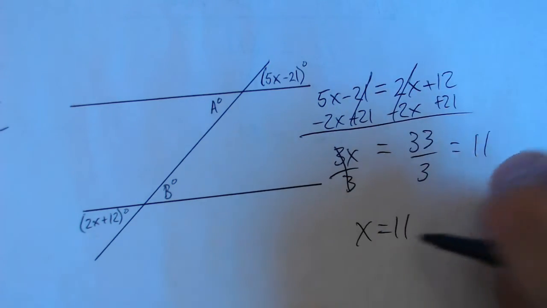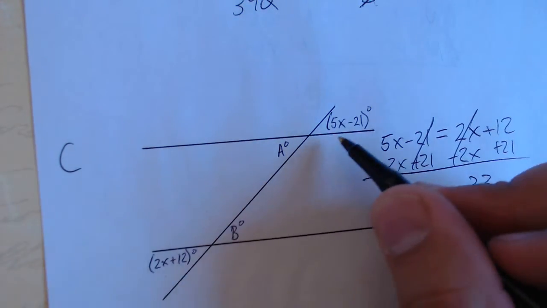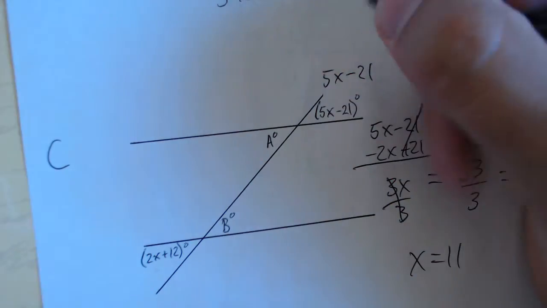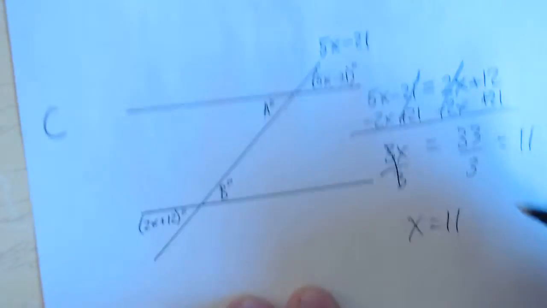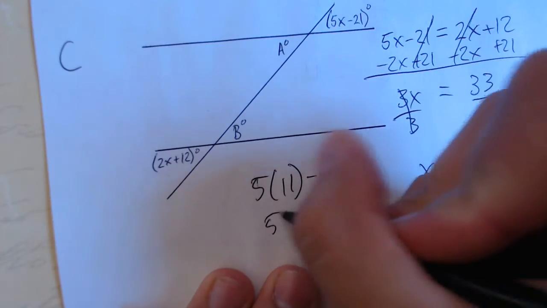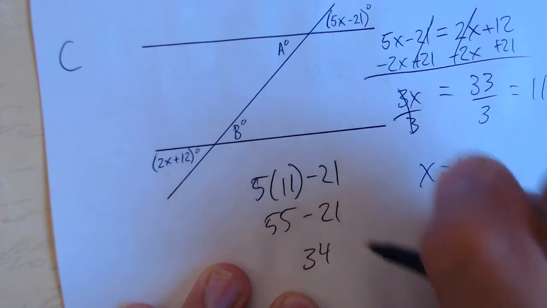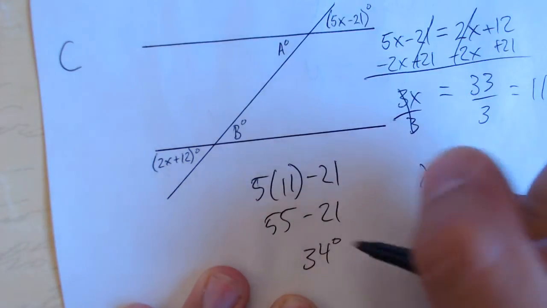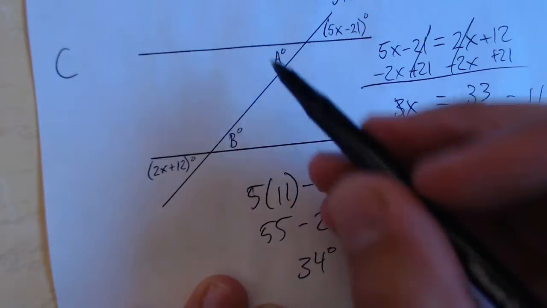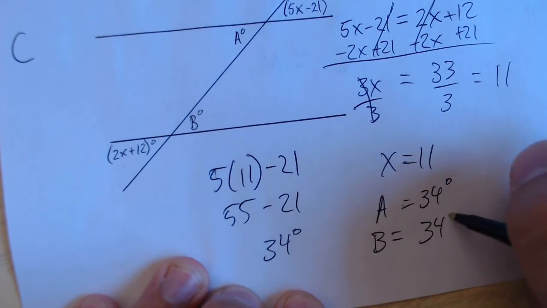So if x equals 11, which is the first half of our answer, we can plug that into 5x minus 21 to find out the degrees. So 5x minus 21, we rewrite that as 5 times 11 minus 21. 5 times 11 is 55. 55 minus 21 gives us 34. So that is 34 degrees. A is equal to 34 degrees, and like we said before, A and B being alternate interior angles are equal to each other, so B is also equal to 34 degrees.